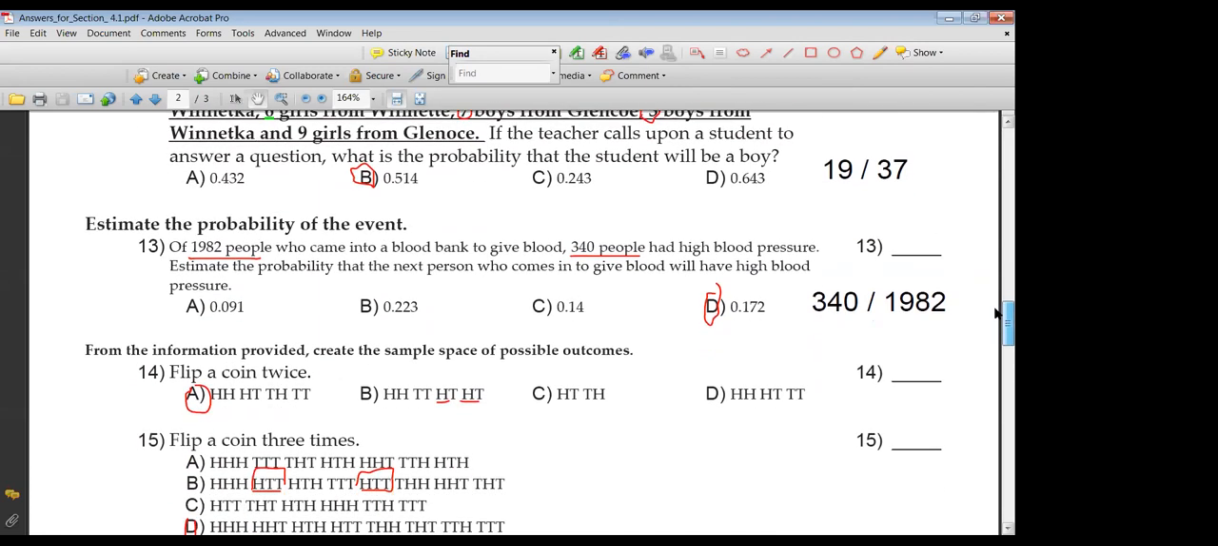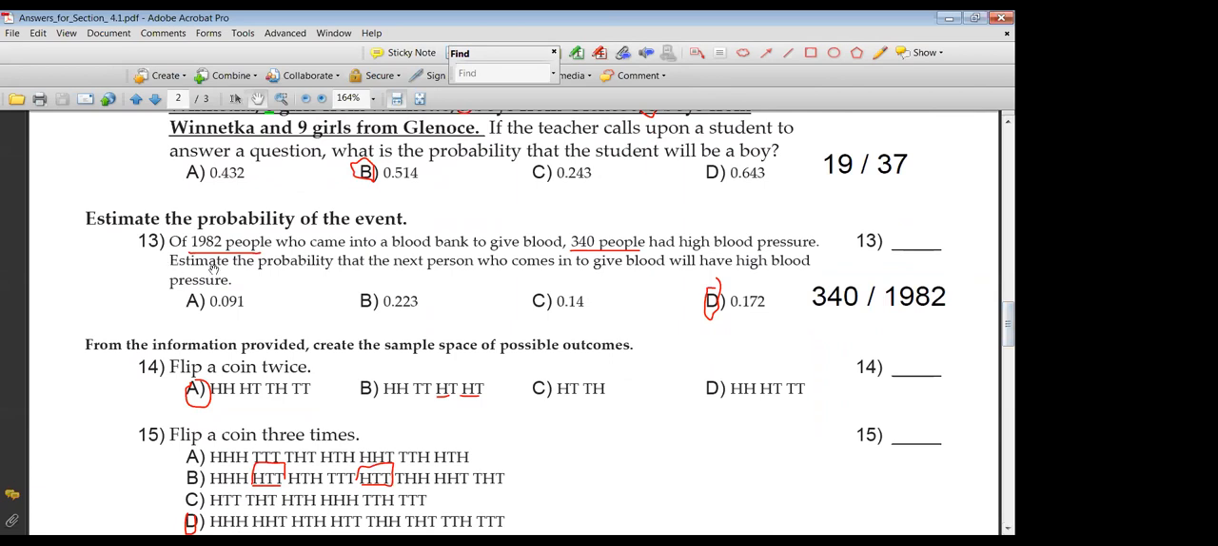Favorable over total. Good. 1,982 people who walked into a blood bank.